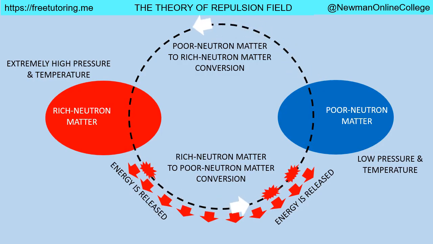The conversion from pure neutron matter to rich neutron matter does not release energy, but the conversion from rich neutron matter to pure neutron matter releases a massive amount of energy. This is the way that the Sun and other stars generate energy and shine.